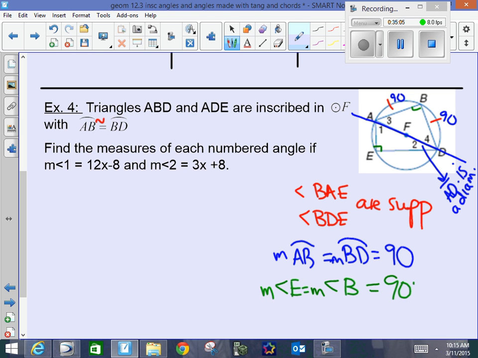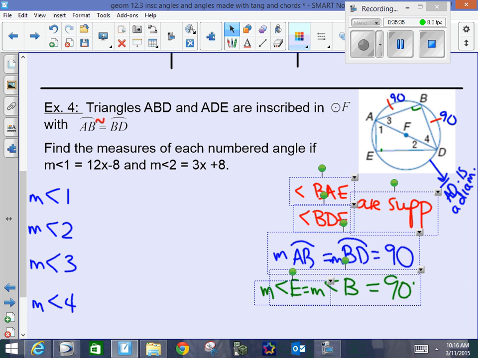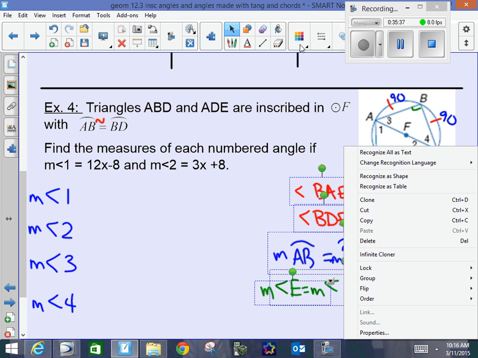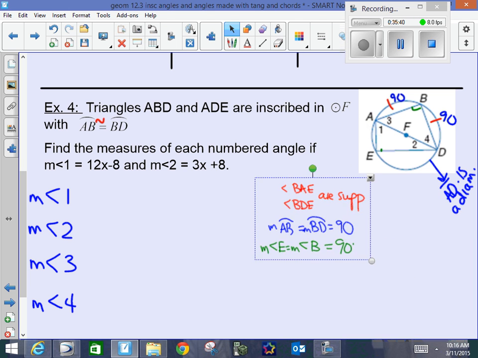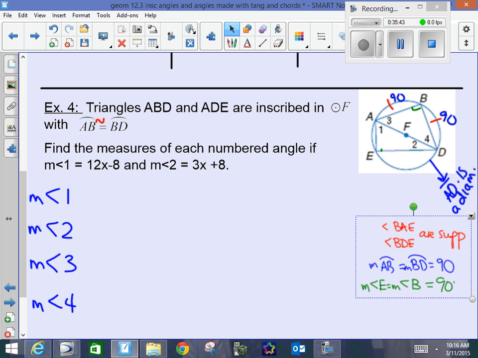Okay, so we get rid of my diameter just because I want to focus on the figure. I'm looking for what? Find the measures of each numbered angle. So I'm looking for the measures of 1, 2, 3, 4. And then they give me some information about measures of 1 and 2. So let me get this stuff out of here a little bit, smaller. This is the stuff I'm including here. You want to use it.